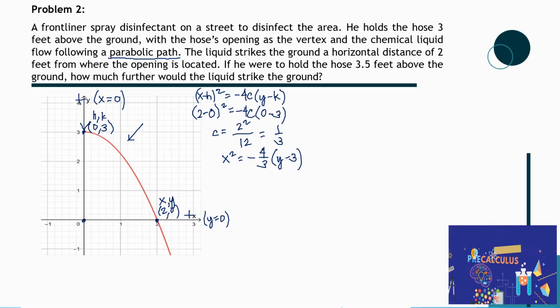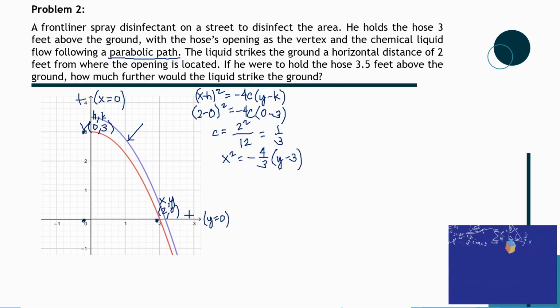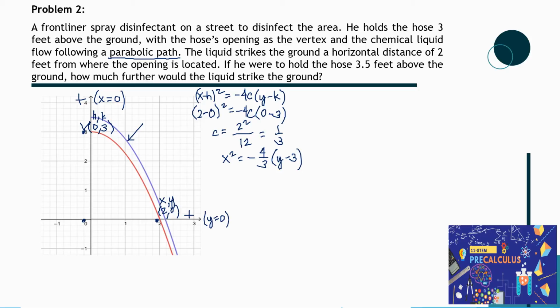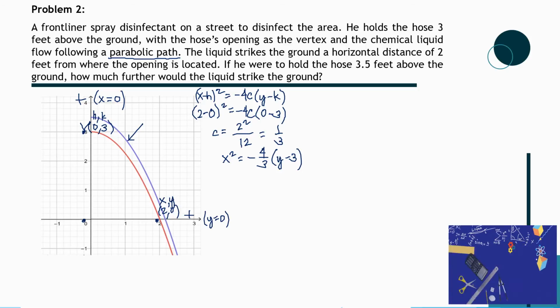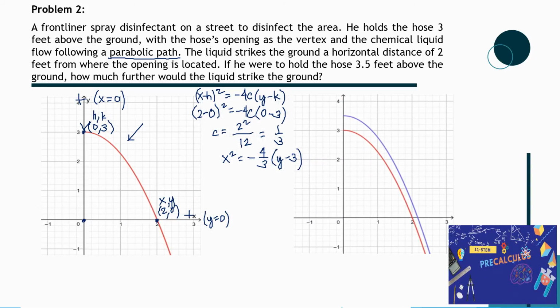Now, the question is, if he were to hold the hose 3.5 feet above the ground, how much further would the liquid strike the ground? So we can draw again another parabola here, same curvature as the previous one, which represents again the path of the liquid flowing from the hose but in a different position, with vertex at 3.5 units above the x-axis. So at point (0, 3.5).